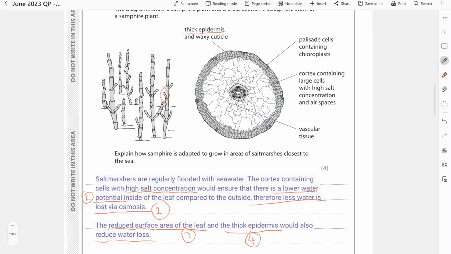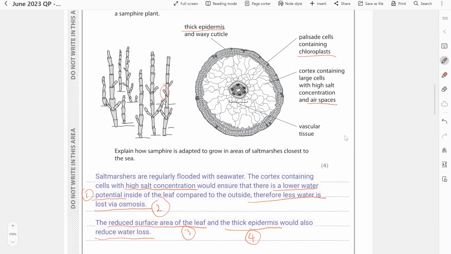Some points you can also say is talking about the air spaces which allow for gas exchange, so oxygen for respiration, carbon dioxide for photosynthesis. You can also talk about how it has a lot of chloroplasts for photosynthesis. And so the stem can undergo photosynthesis.